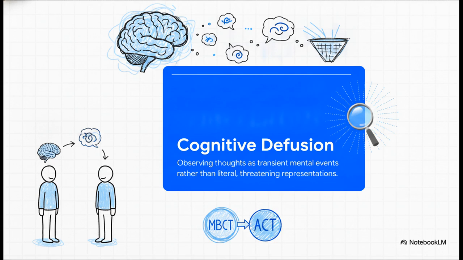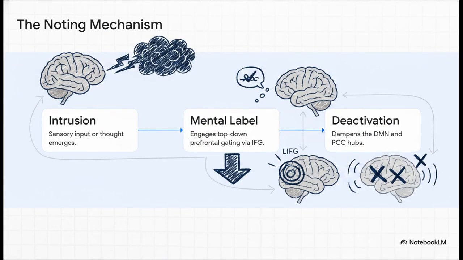It's exactly what mindfulness-based cognitive therapy and acceptance and commitment therapy actively target. It's the learned capacity to disengage the autopilot, to observe thoughts simply as transient data points, rather than literal authoritative representations of reality. Let's break down how the practice of noting achieves this biologically. If we track a single intrusive thought, this sequence maps the subjective experience directly to the neuroanatomy.